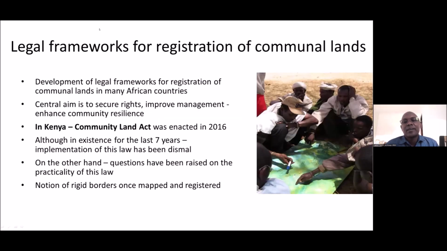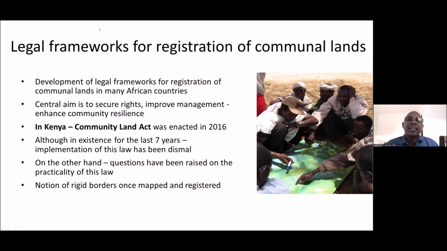Next slide, please. And in the recent past, we could see that a number of countries, including Kenya, have tried to develop legal frameworks that can lead to recognition and registration of communal tenure rights. The central assumption here is that when tenure rights are secured, this will protect the land, it will improve management, and make communities more resilient.